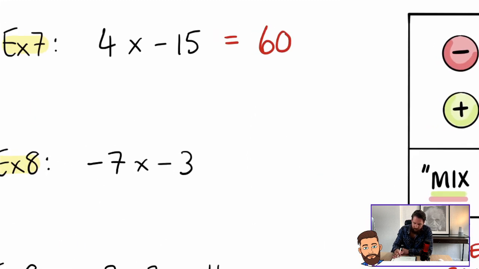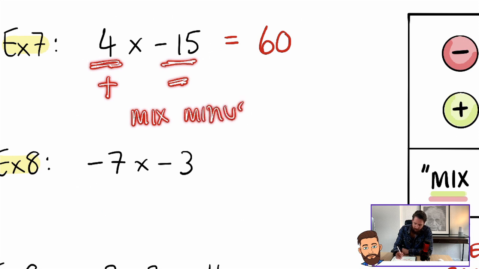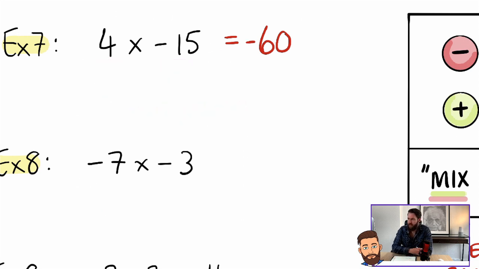Now I need to look at the signs. Well, I had a positive 4 and a negative 15. What do we know? A mix is a minus. So this will be minus 60. And it's as easy as that. Ignore the signs, multiply them, look at the signs. Is it going to be a positive or is it going to be a negative?